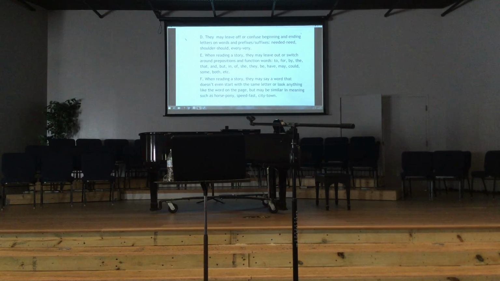When reading a story, they may leave out or switch around prepositions and function words, and those are all on there. But again, when they're reading it, like they said the, and it was a. How in the world did they see that? Their little dyslexic brain just does.